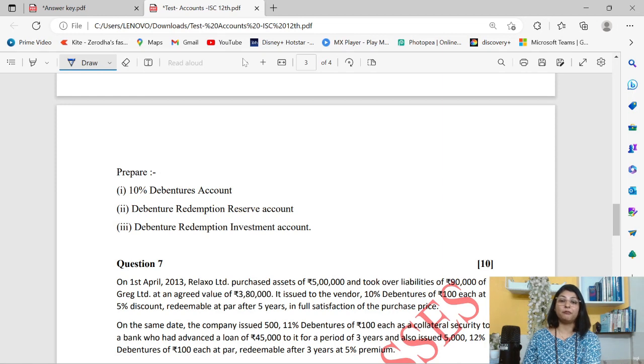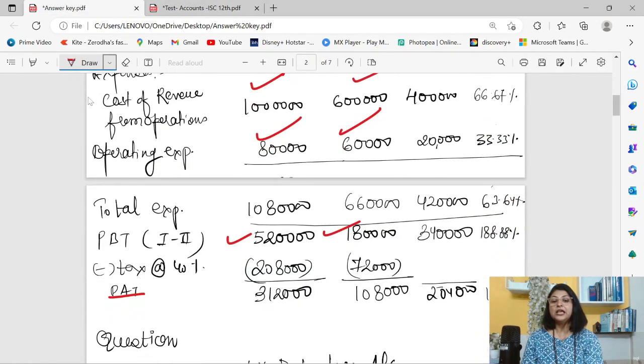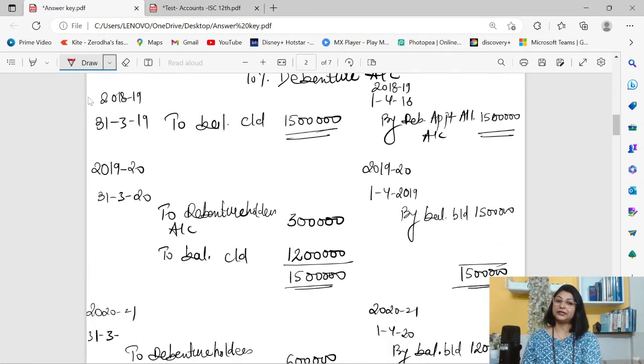Requirement was of making the account 10% debenture account, debenture redemption reserve account, and debenture redemption investment account. These were the requirement by the question. So let's see how to deal with this. Here you can see in the answer part, I have made 10% debenture account. When you issue the debenture, you pass the entry bank account debit to debenture application and allotment, and then next entry is debenture application and allotment to percentage debenture. So these were 10% debenture.